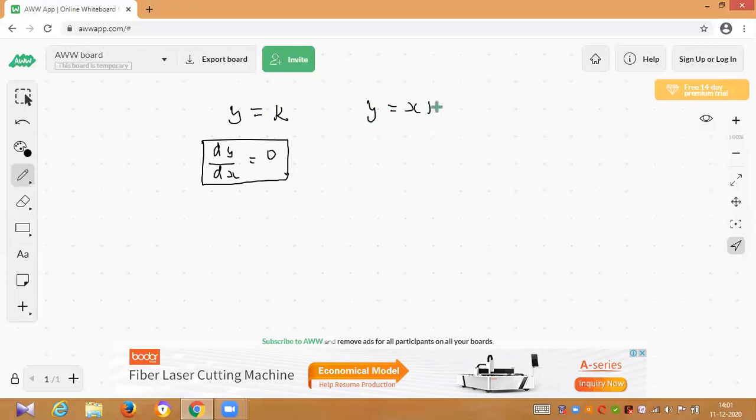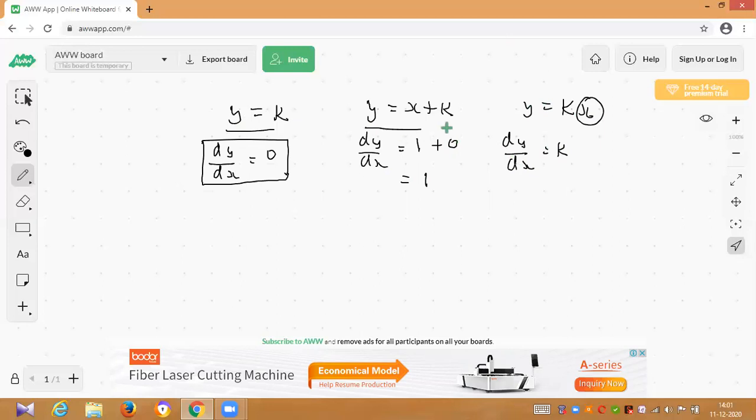Please remember a couple of things. If it is an additive constant, then dy by dx, as the differentiation of x is 1 and k is 0, the answer becomes 1. If it's a multiplicative constant, k into x, then dy by dx becomes k, as the differentiation of x is 1. So these are a couple of variations as a student you should keep in mind. If it's an additive constant, it becomes 0. But if it's a multiplicative constant, then it remains with the multiplication of the derivable function.